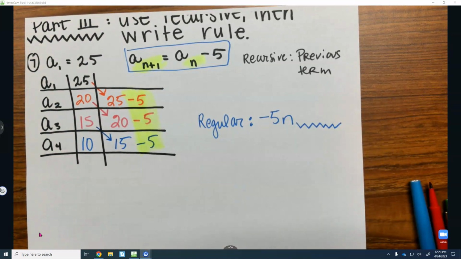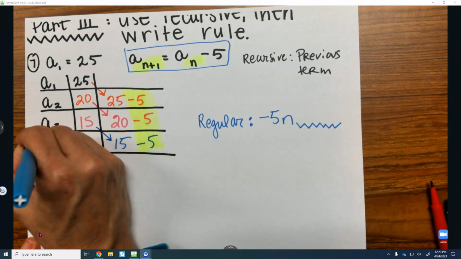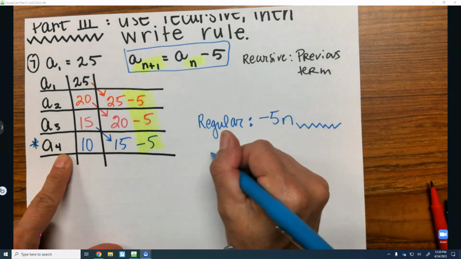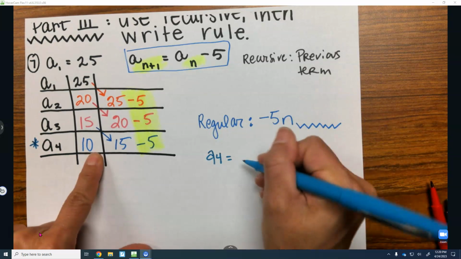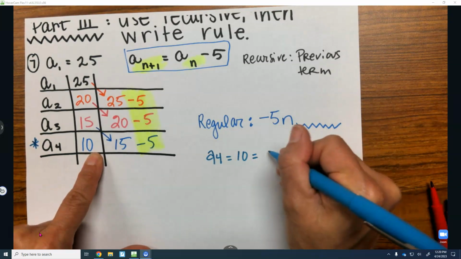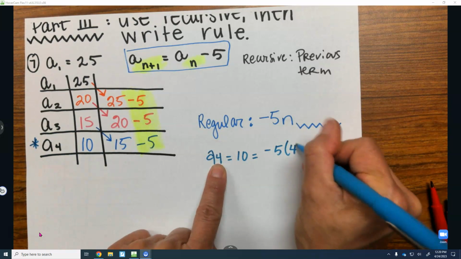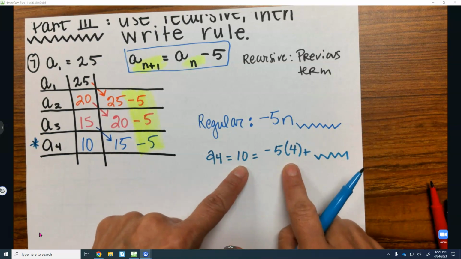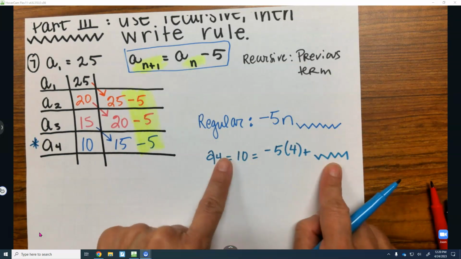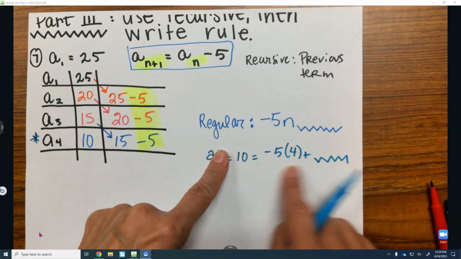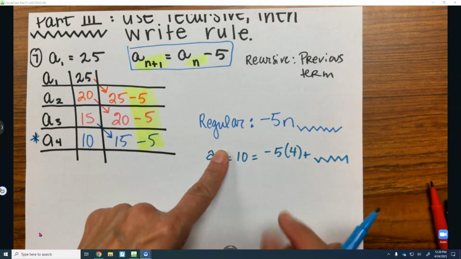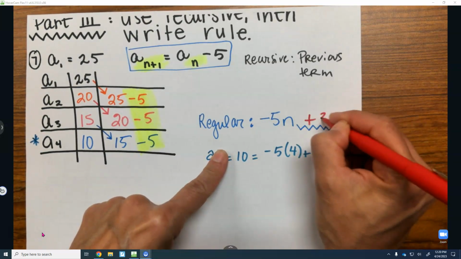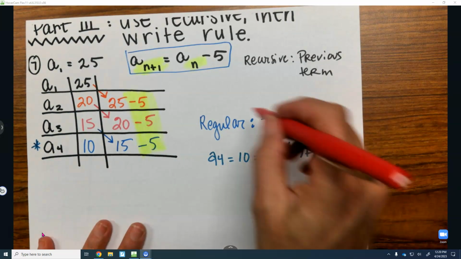So let's see. I think I'll just take a look at this right here to figure out what the adjustment is. So I know a sub 4 equals 10. I also know it's going to be negative 5 times the fourth placement. Now, negative 5 times 4 is negative 20. What would I have to add? What would I adjust to get a value of 10? What would make this a true number sentence? Yeah, that's right. Plus 30. Plus 30 here. Plus 30 here. And then that's it. That's the regular rule.